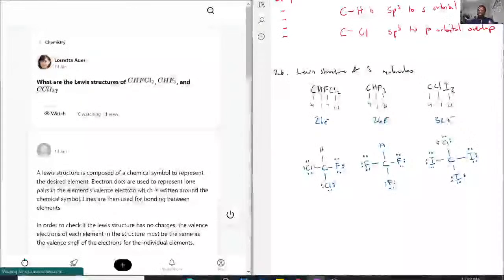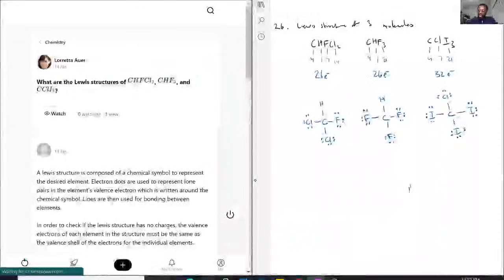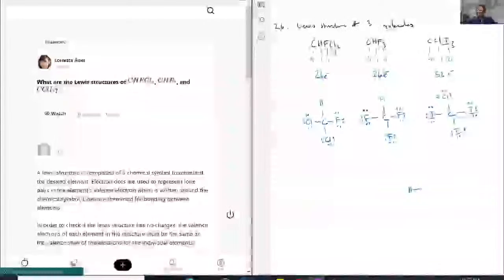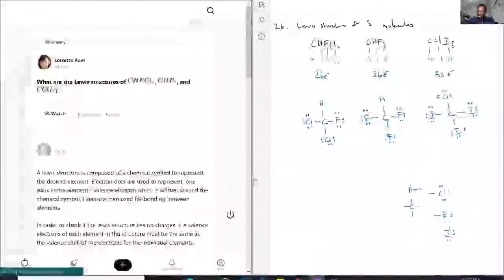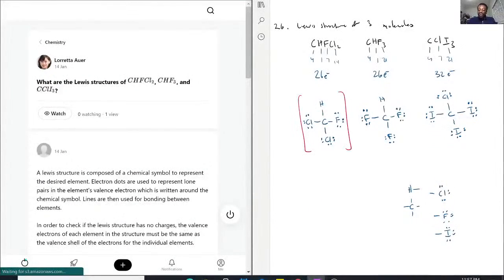Now to make sure that these all have a formal charge of 0. Hydrogen, when it has a formal charge of 0, has just 1 bond, which is what the hydrogens are doing. Carbon, when it has a formal charge of 0, has 4 bonds, which is what every carbon is doing. Chlorine, when it has a formal charge of 0, has 3 lone pairs and 1 bond. Same thing with the fluorine, 3 lone pairs and 1 bond. And even the iodine is 3 lone pairs and 1 bond, which is what everyone's doing. So all of these follow the formal charges of 0 throughout.